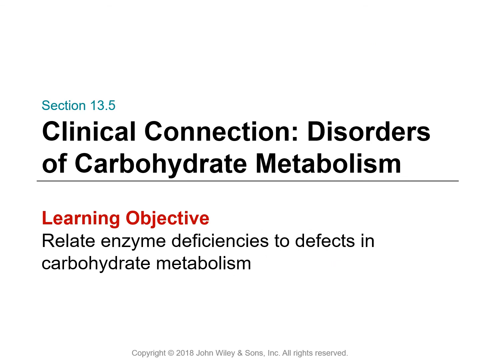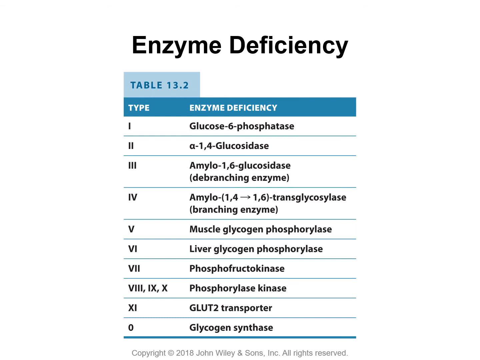Now, what about disorders of carbohydrate metabolism? What kind of disorders do you see? You can see enzyme deficiency. So that's what you see here in the chart. You have glycogen storage diseases that can happen. So there are different types that can happen.